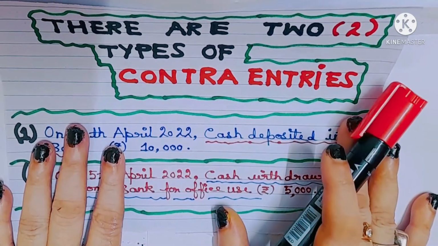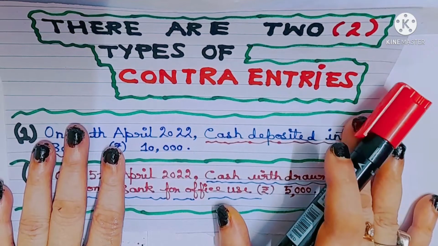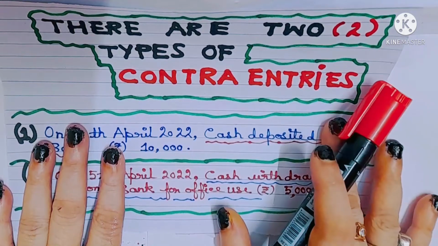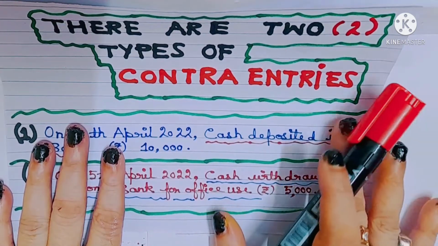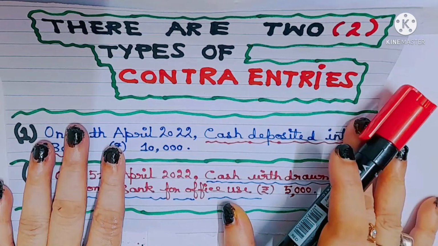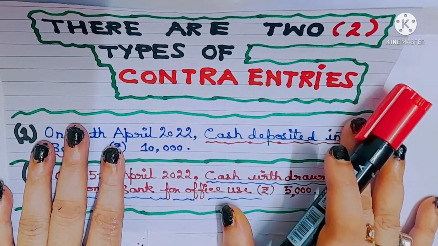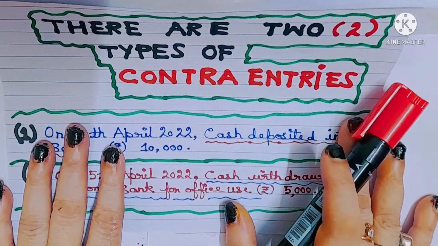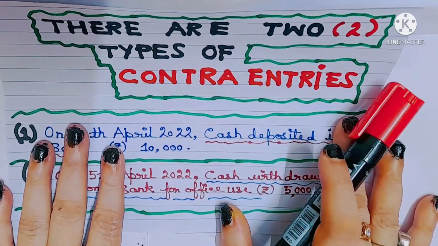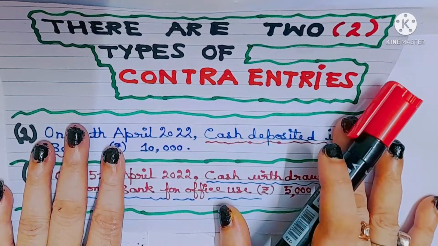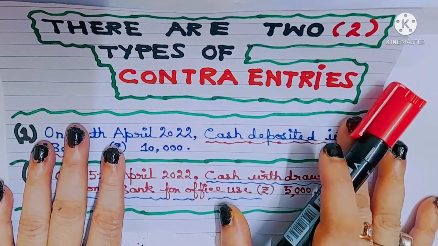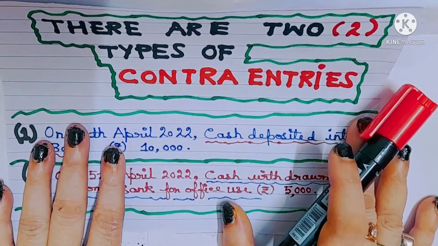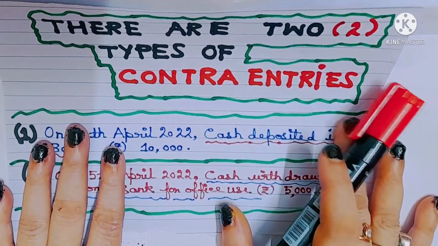Always remember, where there are two columns, cash column and bank column, contra entries arise. Where there is only one cash column or one bank column, contra entries do not arise. Always remember, contra entries arise only if there are two columns: one is the cash column and another is the bank column. Where the bank column and cash column are not together, contra entries do not arise. For example, in a single column cash book, contra entries do not arise because there is only a single column, which is the cash column.